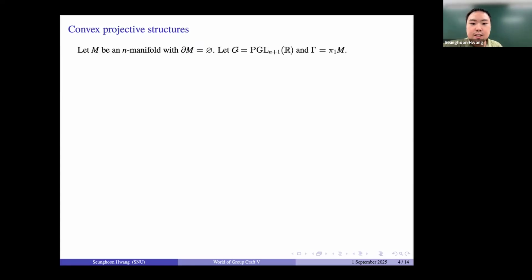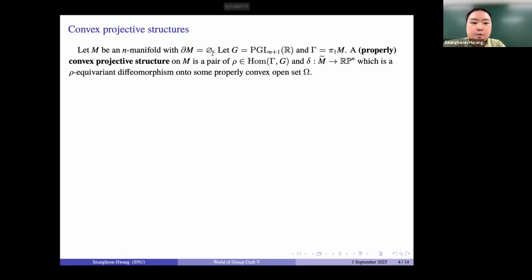And let's assume that G is... oh yeah, from now on, we'll denote this projective general linear group as G, and gamma will denote the fundamental group of the manifold.